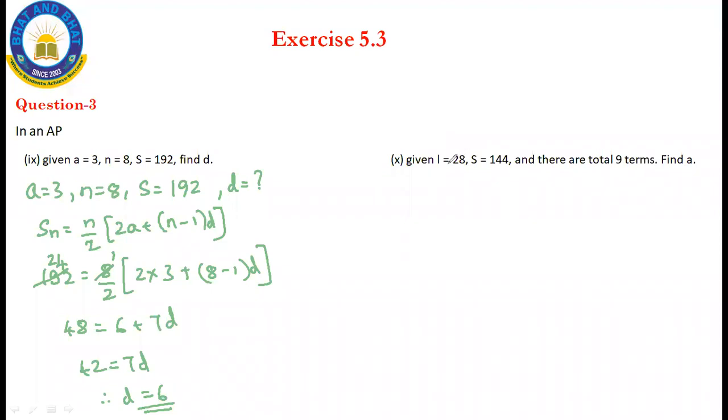Here also, in the next question also, we have been given L, that is the last term, as 28. Sum, that is S9, because they have told there are 9 terms. So S9 is equal to 144. They have asked us what is A.